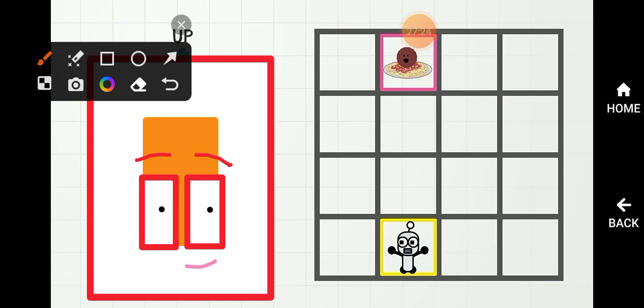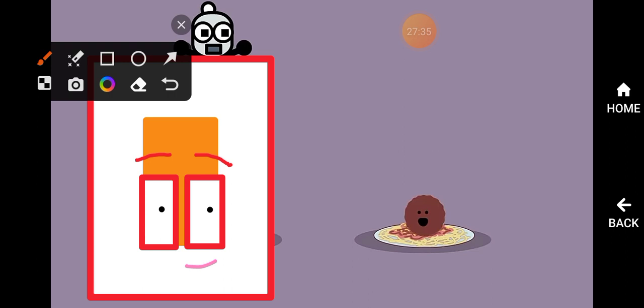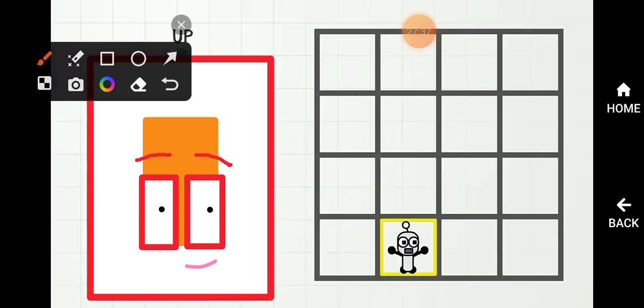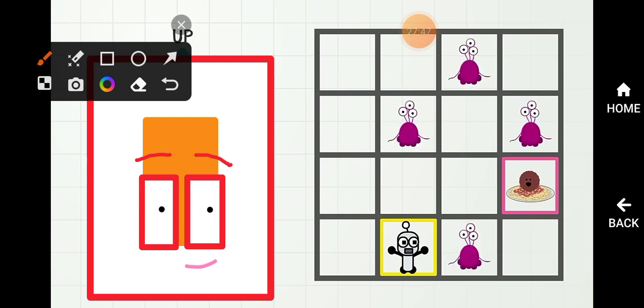I think Tiny Robot should go up 3 squares. 1, 2, 3. Yay! Good job, Tiny Robot. Now let's play again. Tiny Robot is still hungry. He wants another plate of spaghetti. But this time, Tiny Robot has to watch out for monsters and cannot go on the squares with the monsters.